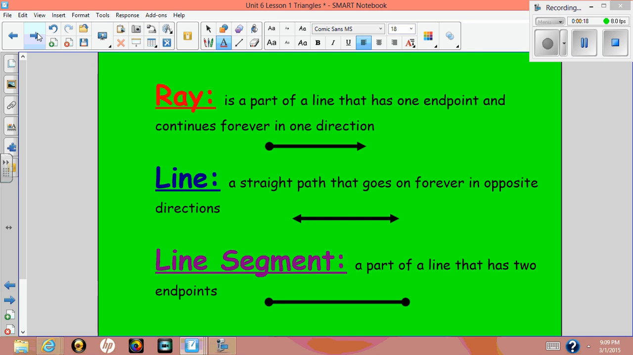There are three terms you need to understand as we begin talking about angles. The first is a ray. A ray is a part of a line that has an end point and continues forever in one direction. Here is our end point, and here is our arrow indicating that it continues on. A line is a straight path that goes on forever in opposite directions. Two arrows in either direction identify a line. A line segment is a part of a line that has two endpoints, 1 and 2.